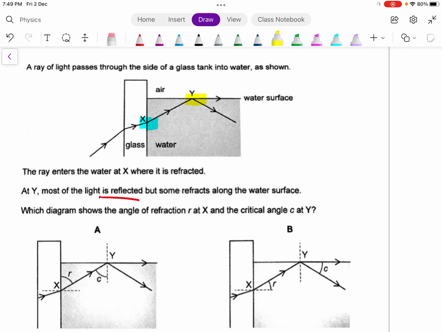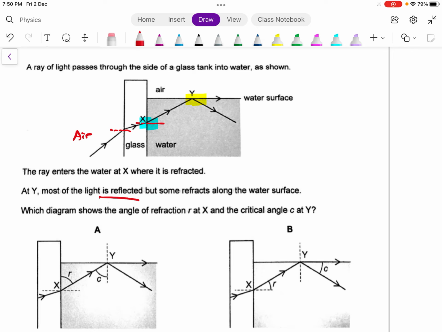Which diagram shows the angle of refraction at point X and the critical angle at point Y? Okay, so first things first, let's dissect this question. If you look at the light ray, initially it is in air. So when you enter the glass, you actually bend towards the normal, which is consistent. Then after that, you hit X. You notice that the light bends away from the normal. So this tells me that glass has a higher refractive index than the water.